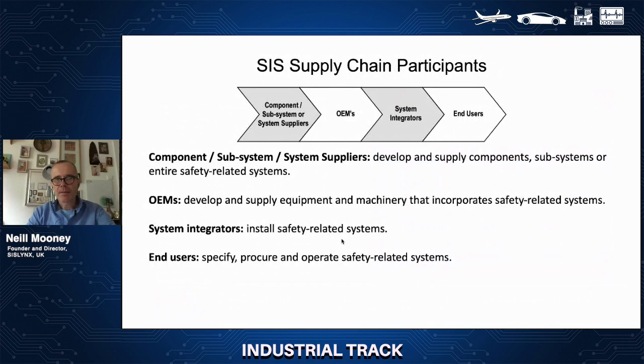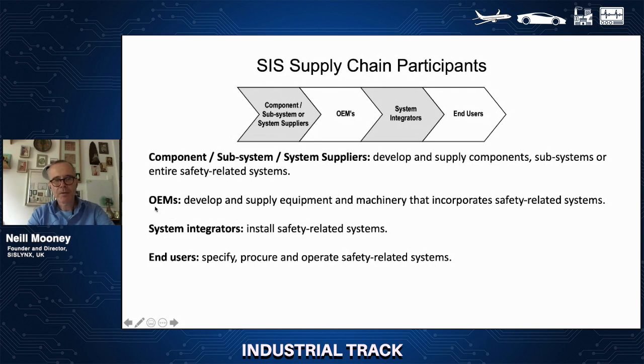So when we talk about supply chain, we define at SISLYNX typically these kinds of supply chain participants. And if we go from left to right for the SIS supply chain participants, we typically begin with a component, a subsystem, or system supplier. And they develop and supply components, subsystems, or entire SIS's safety-related systems. The important thing here is that these are not within the context of the end-user location.